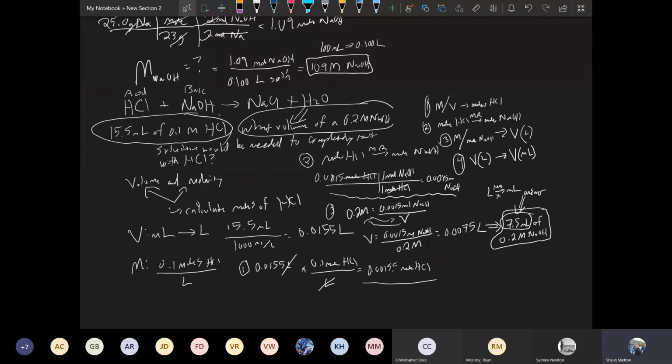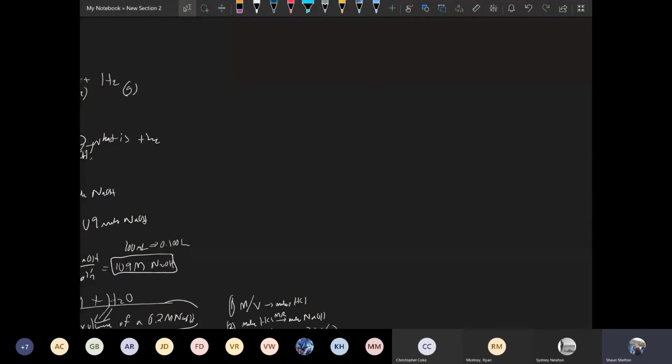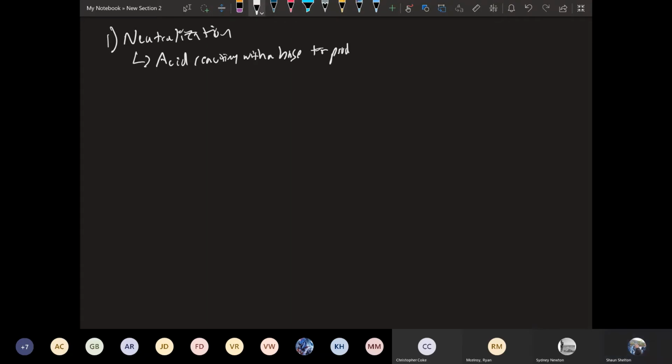All right. So we're going to move on then. As I was talking to you earlier, there's different types of reactions, okay? The first one that we just looked at is called neutralization. This will help for what we cover next week. So neutralization is where you have an acid reacting with a base to produce salt and water.